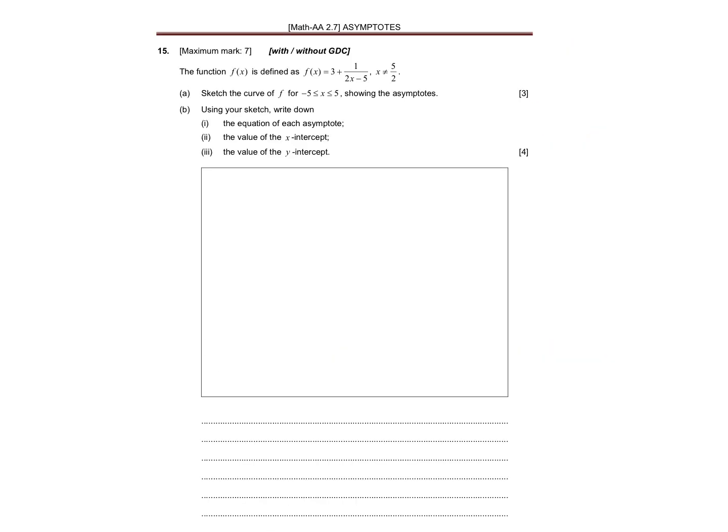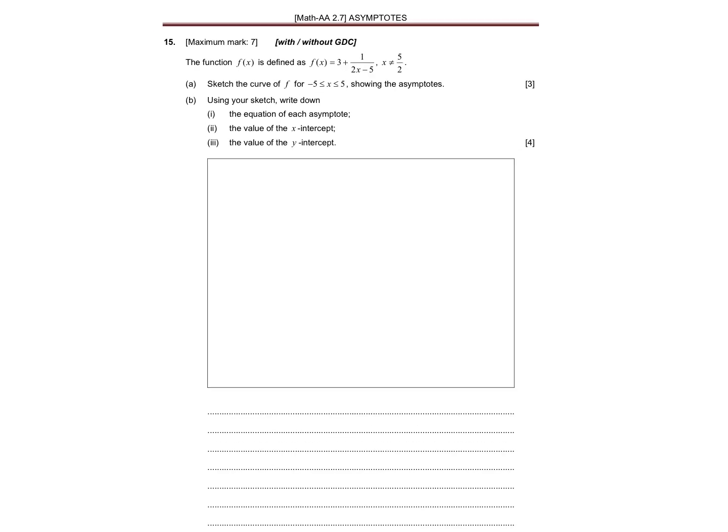Okay, so we're going to sketch the curve, but first we're going to find a couple of things. I'm going to actually find the things and then sketch it. So the vertical asymptote is when the denominator is equal to 0. So we've got x is 5 over 2. Horizontal, when it's like this, remember that second bit, the 1 over 2x minus 5, goes to 0, so we have y equals 3.